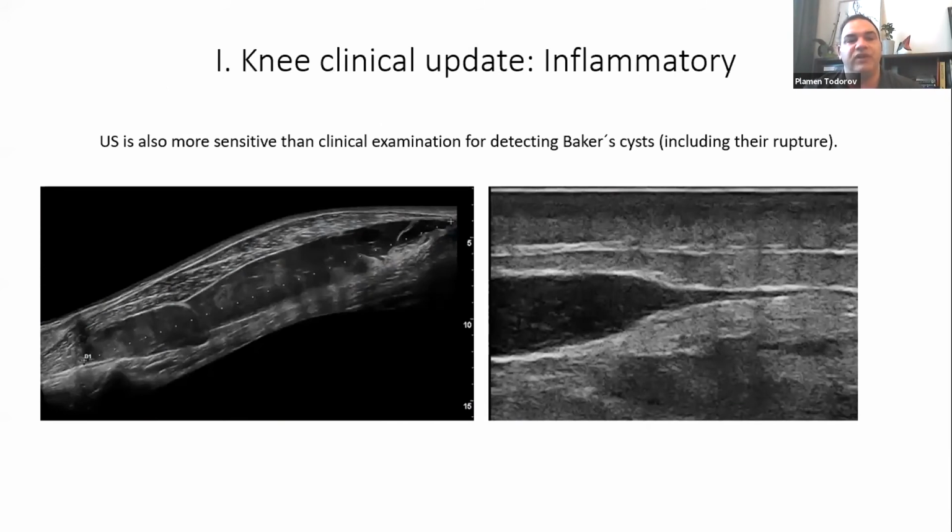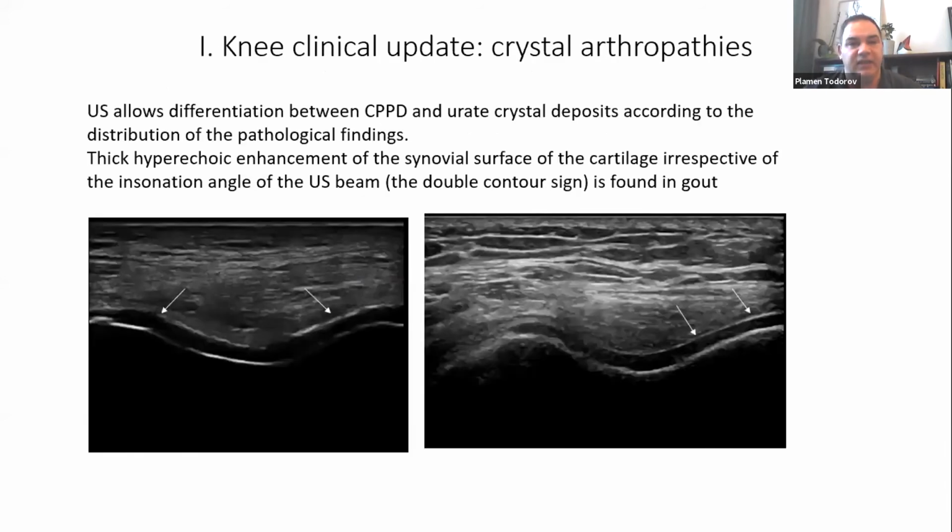Ultrasound is also more sensitive than clinical examination for detecting Baker cysts, including their rupture, like in this image on the right, and also with software panoramic, we can evaluate huge Baker cysts protruding inside the calf. Then we're moving to crystal arthropathies.